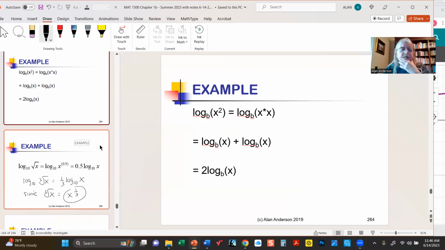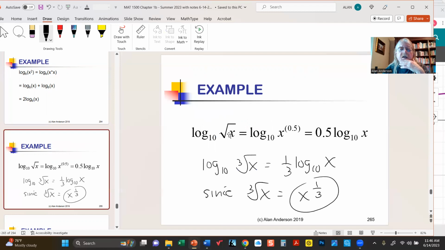All right. Now, sometimes we also want to simplify in order to even use these properties. For example, we know that the square root of x is x to the 1/2 power. And so that means that in this case, log 10 of radical x could be rewritten as 1/2 of log 10 of x. And then similarly, log 10 of the cube root of x could be rewritten as 1/3 log 10 of x. Okay. So we should remember this key detail right here.